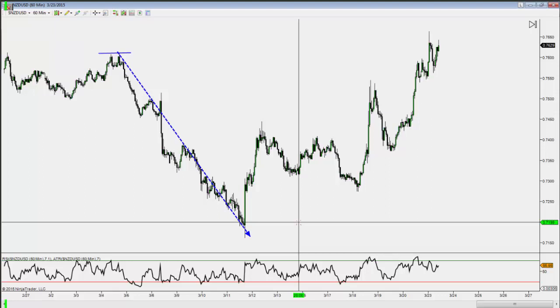And if you miss it, you miss it. Guess what? There's more than one pair out there. There's more than one time frame. There will be more opportunities. The market's not going anywhere. There will be more.